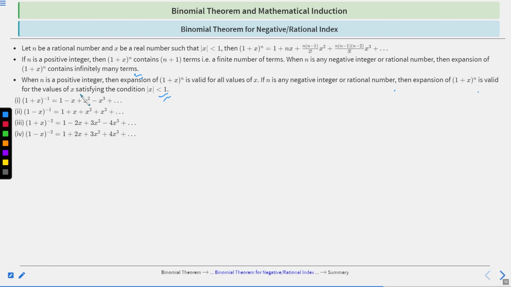Also, you have to remember these four expansions directly. (1 + x)^(−1) is equal to 1 − x + x² − x³, like this till infinity. Also (1 − x)^(−1) is 1 + x + x² + x³ till infinity, right? (1 + x)^(−2) is basically 1 − 2x + 3x² − 4x³, like this till infinity. (1 − x)^(−2) is basically 1 + 2x + 3x² + 4x³ till infinity, right?